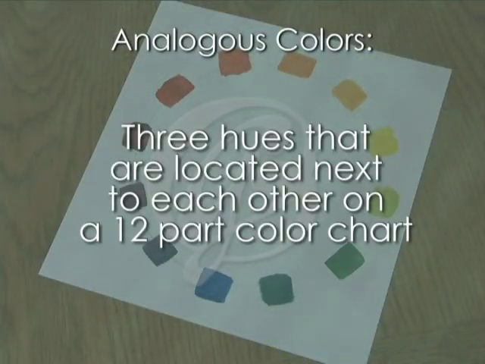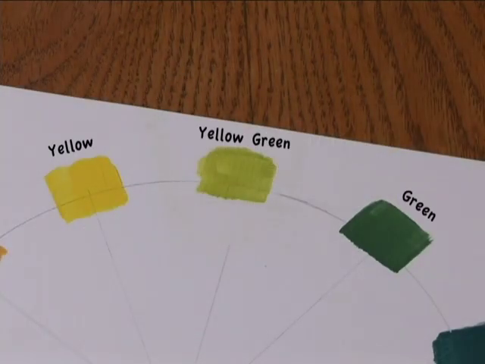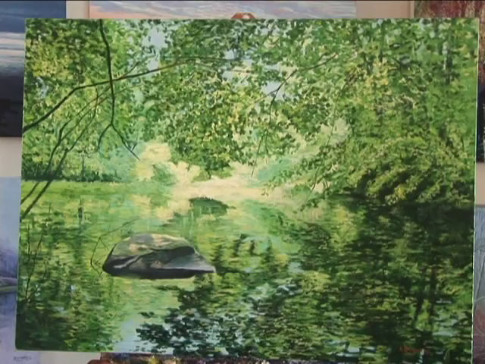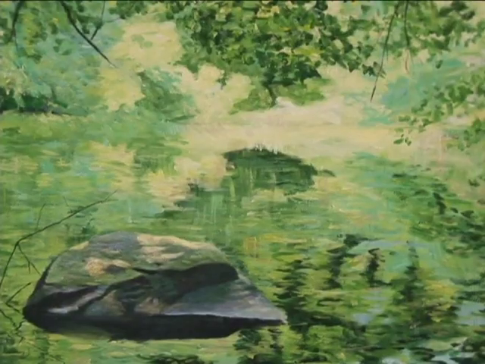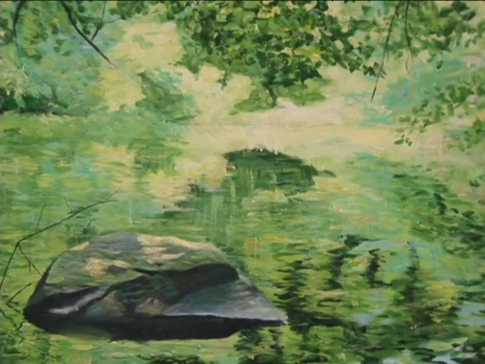Analogous colors are three hues that are located next to each other on a 12-part color chart. For example, yellow, yellow-green, and green. They share a common color denomination, in this case, yellow. When placed next to each other in a photograph or painting, they create a feeling or environment of harmony and are considered extremely pleasing and restful to the human eye and brain.